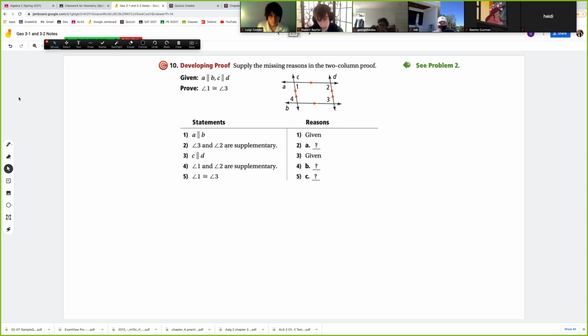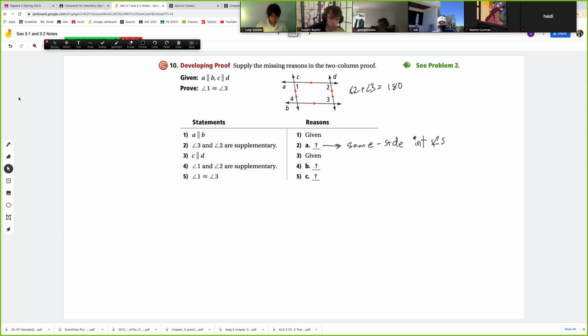Angle 3 and angle 2 are supplementary. So basically, angle 2 plus angle 3 equals 180. What can we say that proves that angle 2 and angle 3 is 180? The answer would be same side interior angles. I don't know why my pen is tripping out.